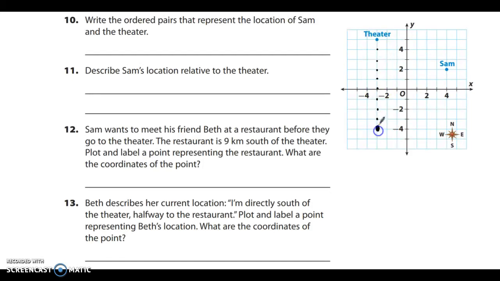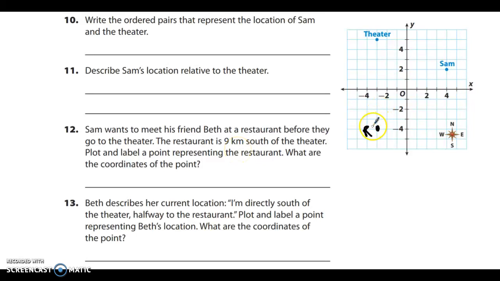It's right here. I'm going to put in an R for restaurant, and I should probably erase the rest of those dots. I was using those dots to count, but they don't really need to be there. They might just distract me, so I'm going to erase them all. Okay, so let's read the rest of the question. Plot and label a point representing the restaurant. What are the coordinates of the point?